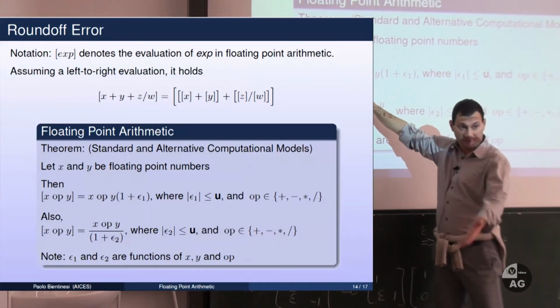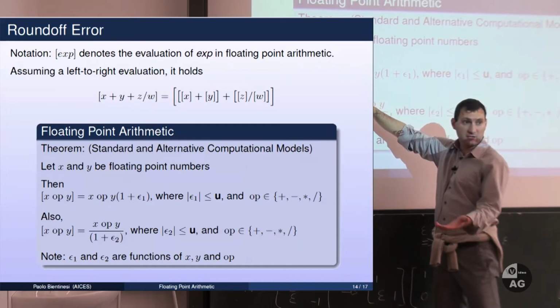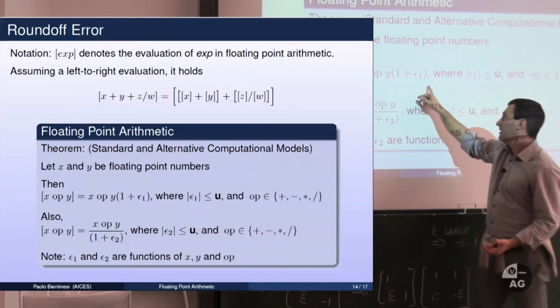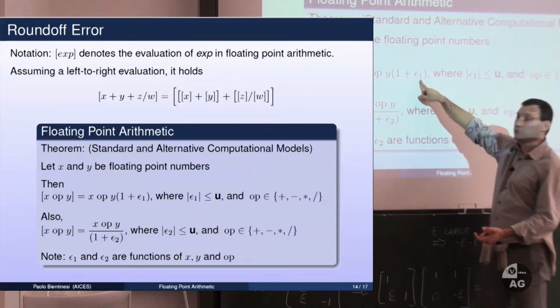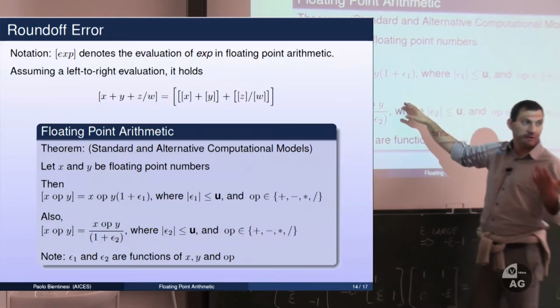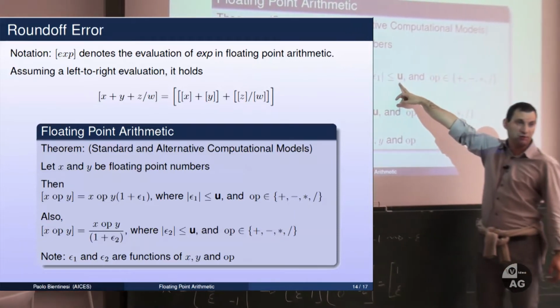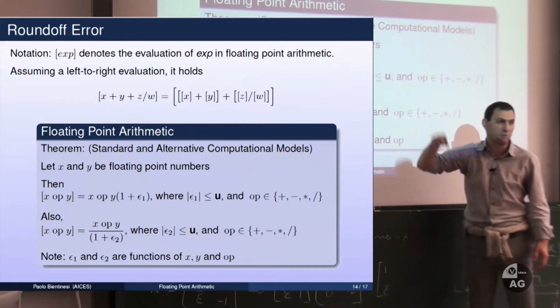Now you put a different x1, so now you put x2 operation y2. The bound is still satisfied, but you get a different epsilon. The commonality is that all of these epsilon are less than the machine precision. That's why machine precision is so important.